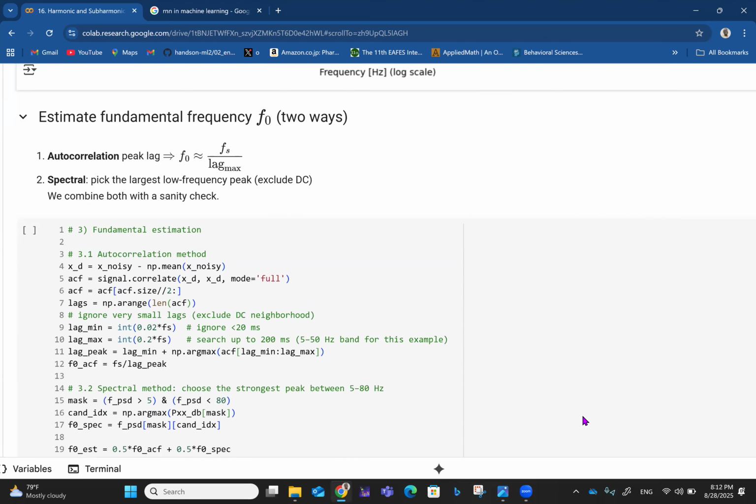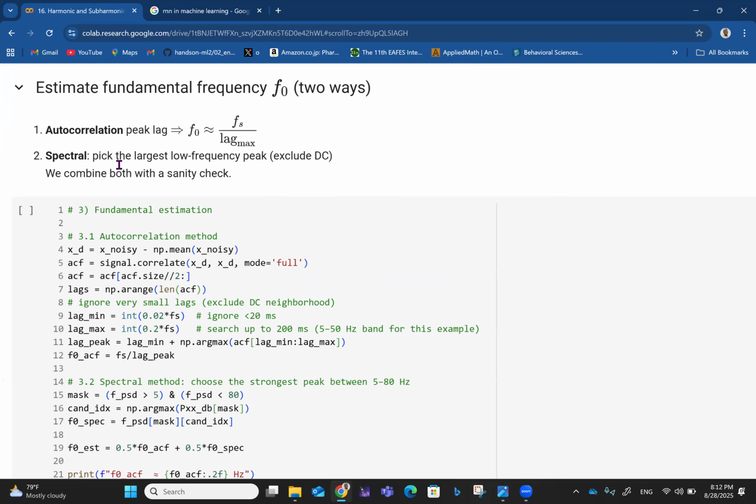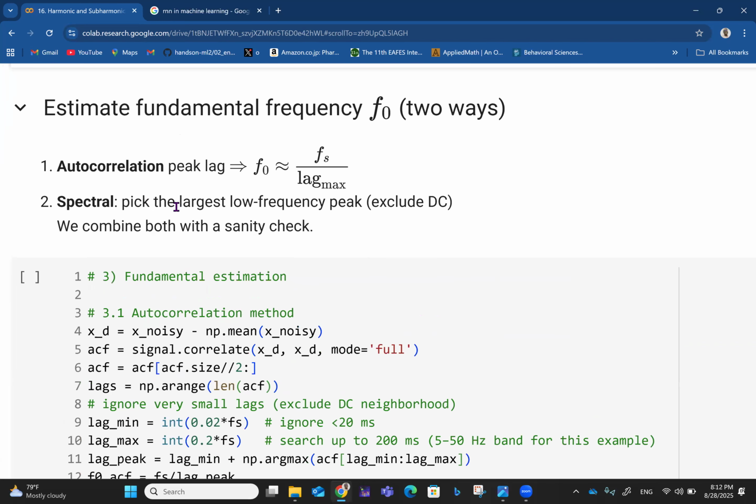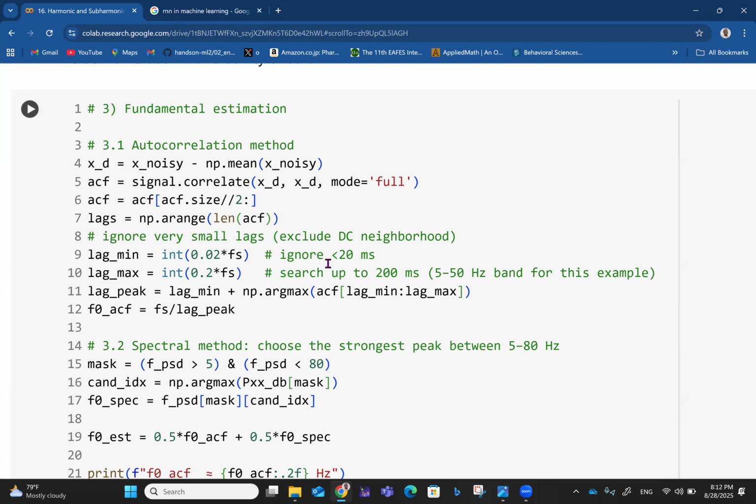So then we can go ahead and estimate fundamental frequency f naught in two ways. So we can use autocorrelation, which tells us that autocorrelation peak lag implies that f naught is approximately fs over maximum lag. And then we can also go spectral, where you pick the largest low frequency peak where you exclude DC, and we combine both with a sanity check. And that's exactly what we're doing next. So we talk about the fundamental estimation.